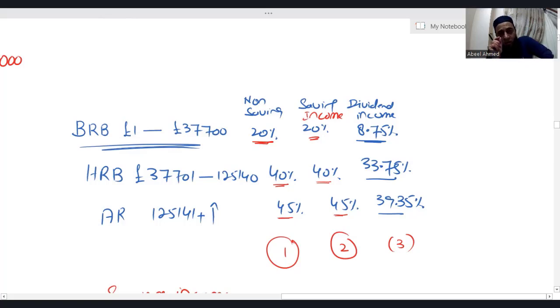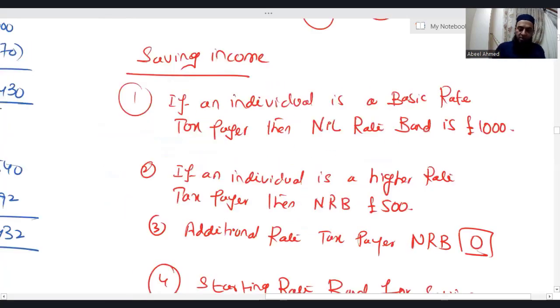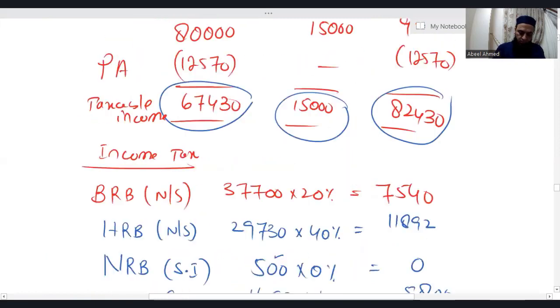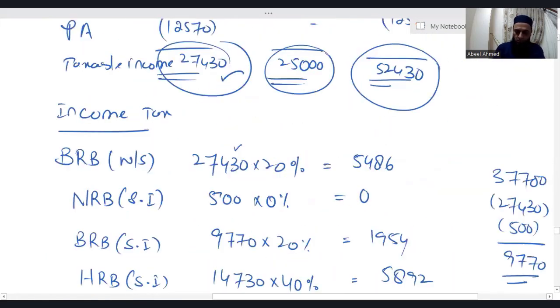Another thing is, in case of dividend income, every individual gets nil rate band of £1,000, irrespective of the individual's tax paying status. Either that person is a high rate taxpayer, basic rate taxpayer, or an additional rate taxpayer, it does not matter. Dividend income, always the first £1,000 they get nil rate band. So for dividend income, the nil rate band is 1,000. Let's see.